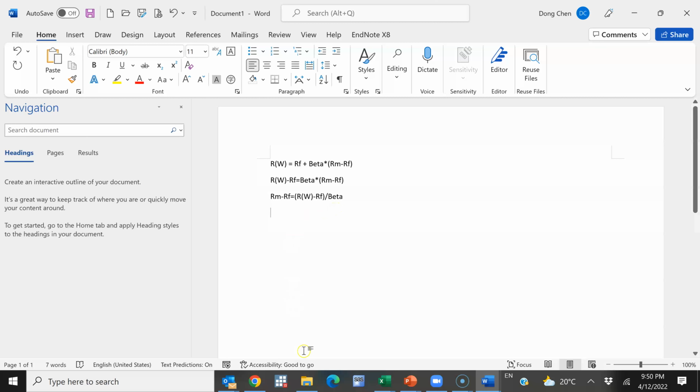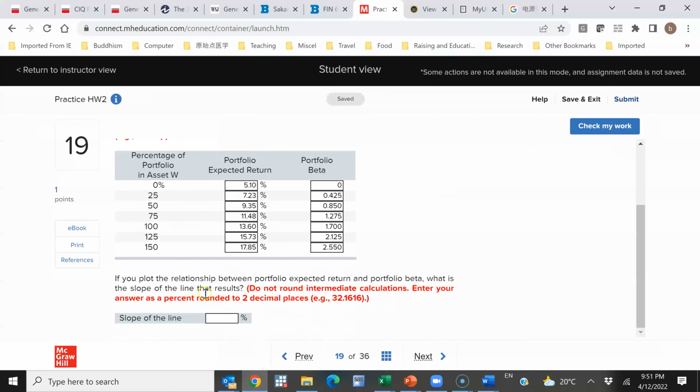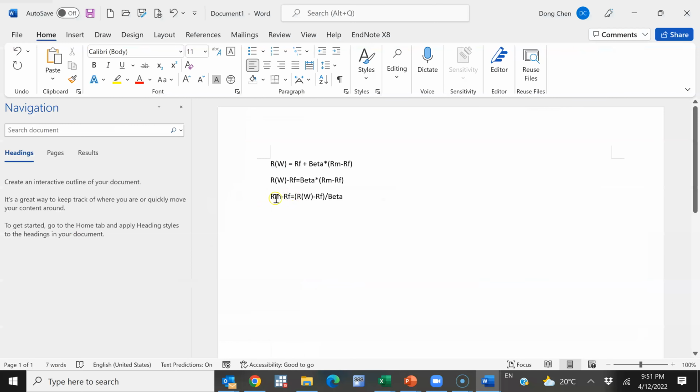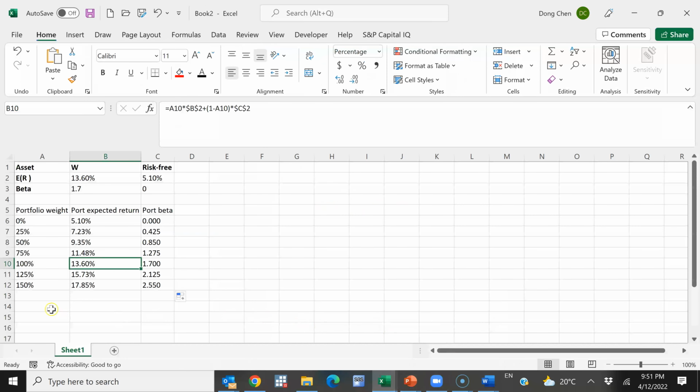Actually, I don't need to solve for it, because this RM minus RF is basically the market risk premium. So that's the market risk premium, and that's the slope, because the question is asking what is the slope of the line that results. So basically, this is the slope. So we just need to solve the right-hand side, and that will give RW minus RF divided by beta. So this is the beta of W, obviously.